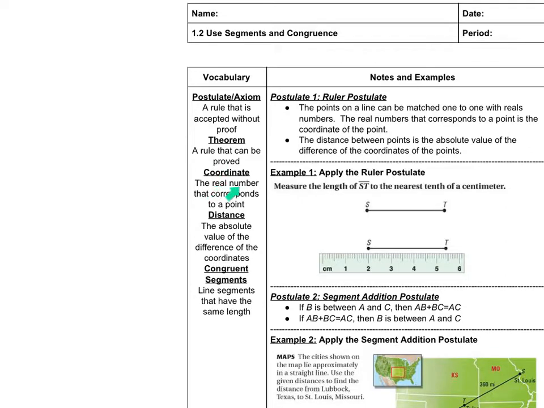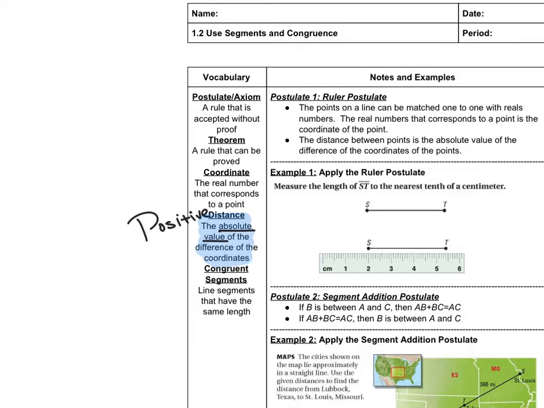A coordinate is a real number that corresponds to a point. Think of a coordinate plane. Distance, this is key. This is a big one, and one that lots of kids get wrong. Distance is an absolute value, and what I mean is that it is always going to be positive.